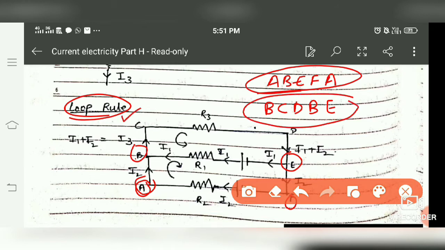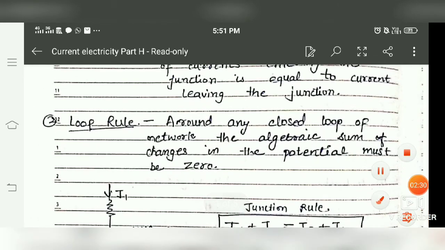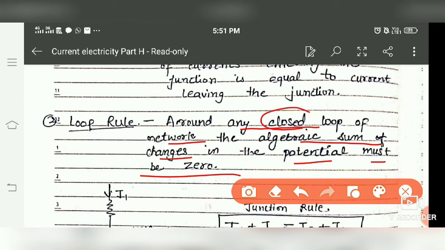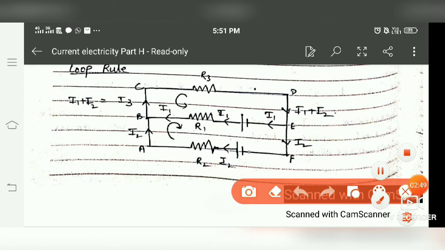So if we apply the loop rule here, what does the loop rule state? It states that around any closed loop of a network, the algebraic sum of changes in potential must be 0. Around any closed loop of the network, the algebraic sum of changes in potential must be equal to 0. So first we take the loop A, B, E, F, A.